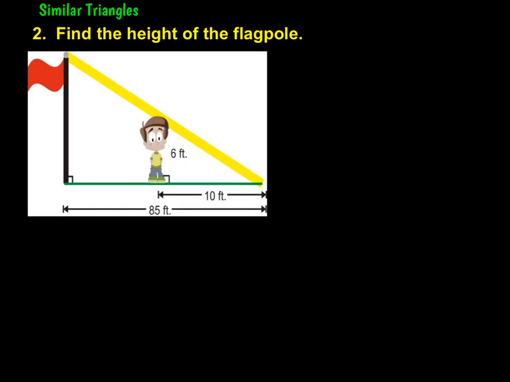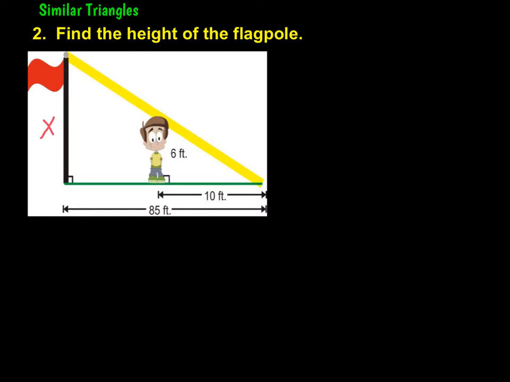On to problem 2. I don't know if you see it or not, but there are two triangles here. You have the triangle that is formed with the flag here, and probably the shadow of the flag. And then we have this little guy here. He forms another triangle with his height and probably his shadow. That's my guess. So what we have to do is find the height of the flagpole. So I'm going to go ahead and put an x there so I know what I'm looking for.